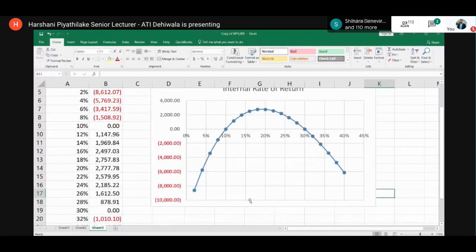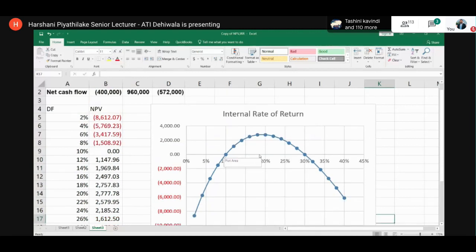You can understand the behavior of the NPV line, and when you draw the NPV line using different discounting factors, it gives the IRR points. There are 2 points, 10% and 30%. Is it clear?